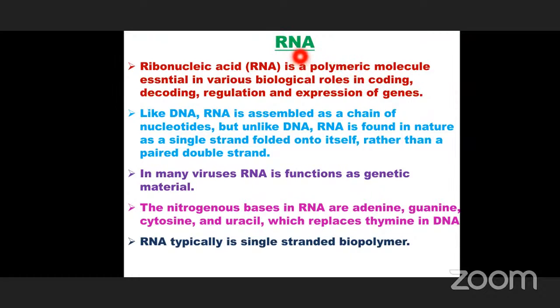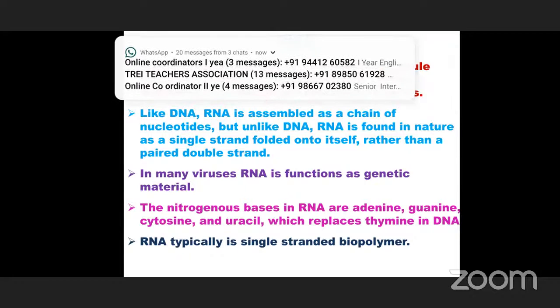RNA is also another type of nucleic acid. A little bit of RNA, 10 to 15%, is present in the nucleus and the remaining portion of RNA is present in the cytoplasm of the cell. In some viruses RNA functions as genetic material, and in most organisms it acts as a catalyst, and it also functions as messenger as well as adapter.